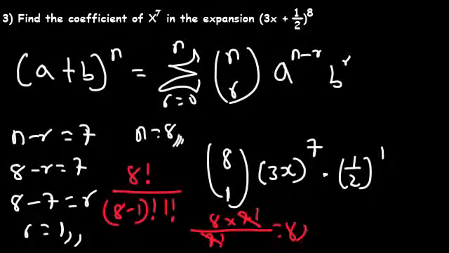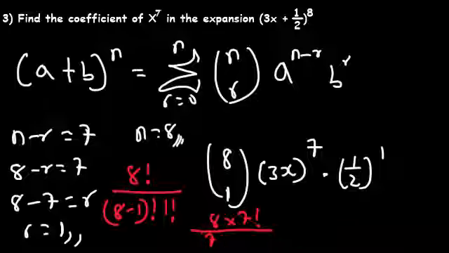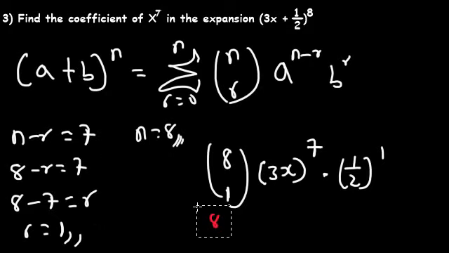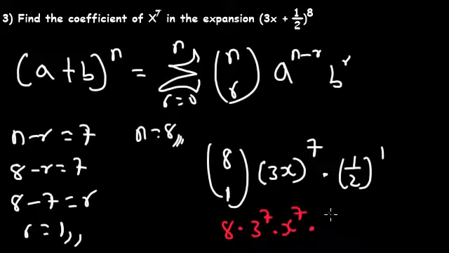Perfect. So we can just reverse this. Let me just get rid of it entirely. So we have 8 multiplied by 3x raised to the power 7, that will be times 3 raised to the power 7 times x raised to the power 7 times 1 over 2 raised to the power 1, that's 1 over 2.